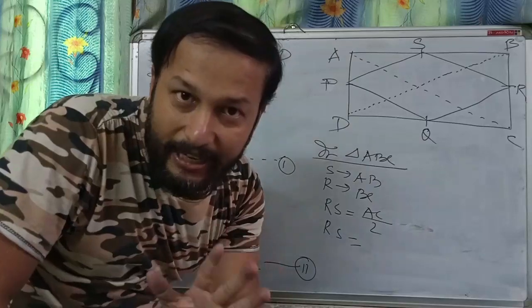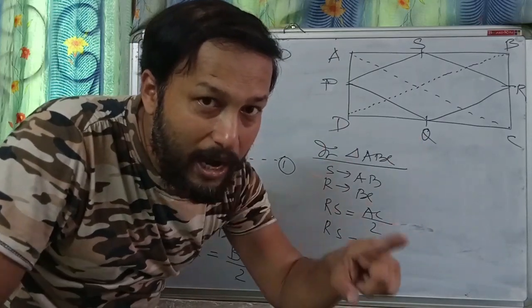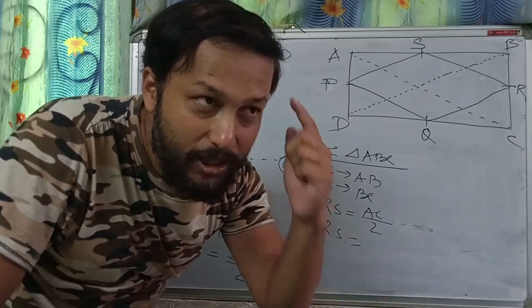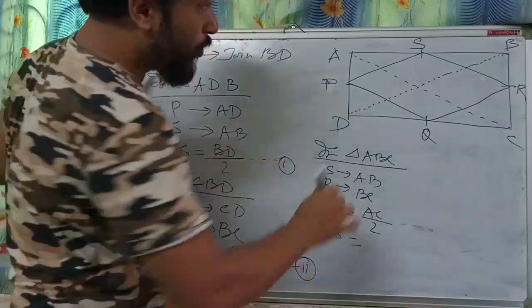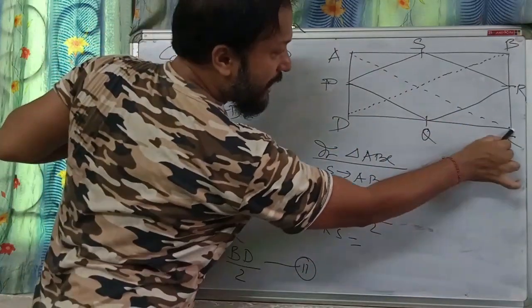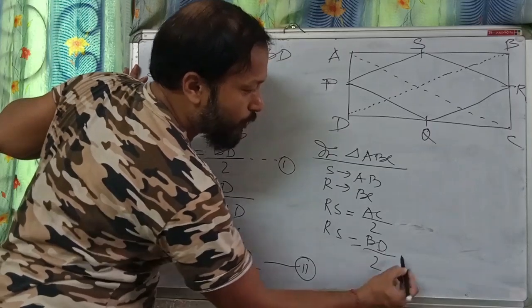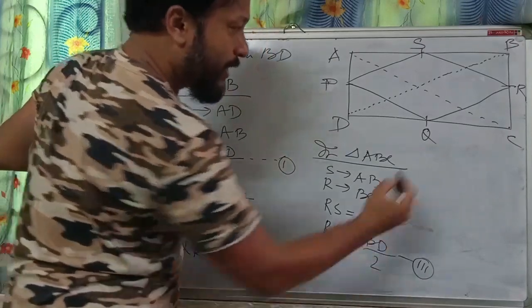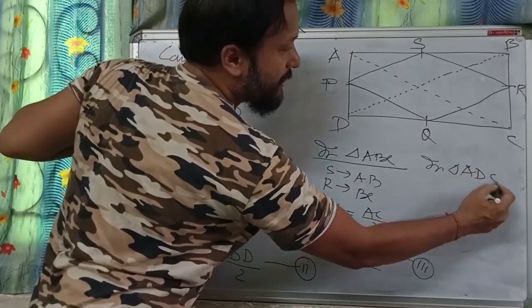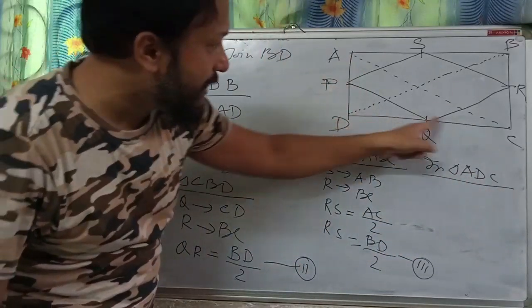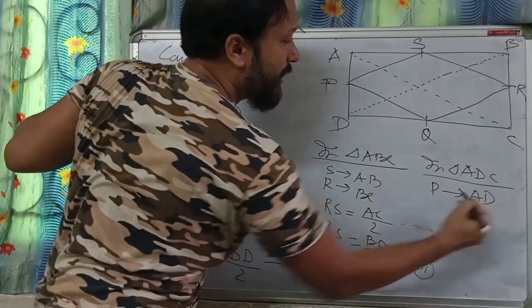Now see, it's a rectangle, right? In a rectangle, both the diagonals are equal. Just think about a rectangle: the diagonals are equal. So instead of AC, I can write BD. So I am writing BD by 2. This is my third equation. Now take this triangle ADC. In triangle ADC, P is the midpoint of AD.